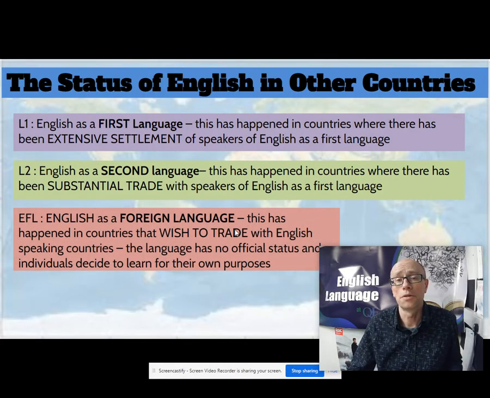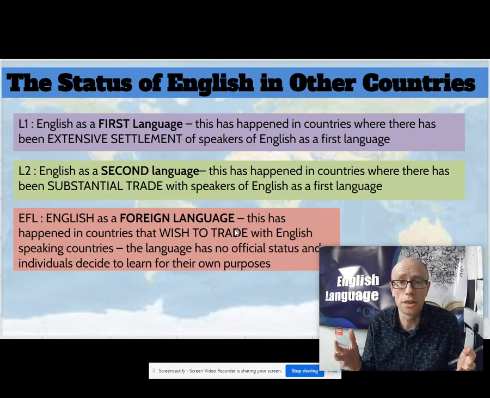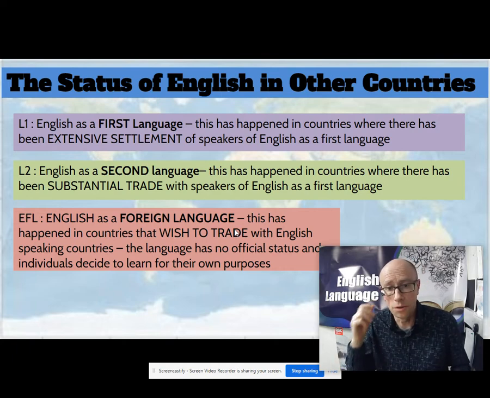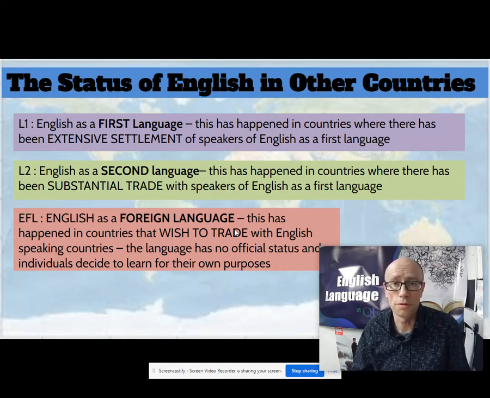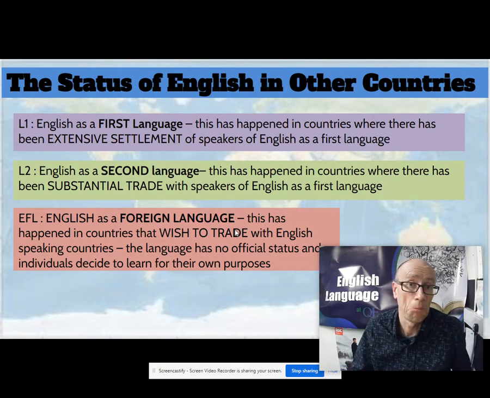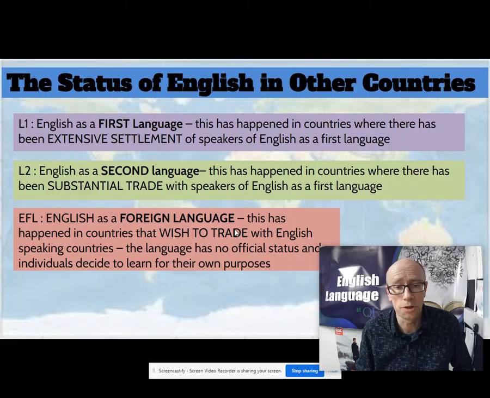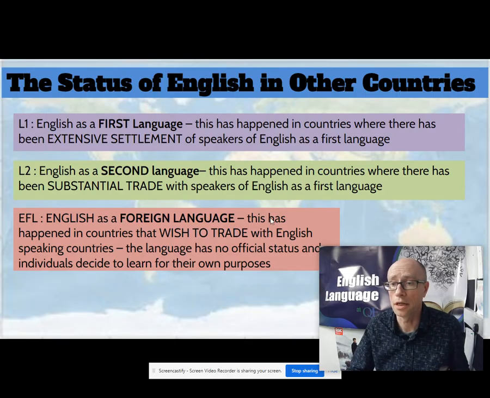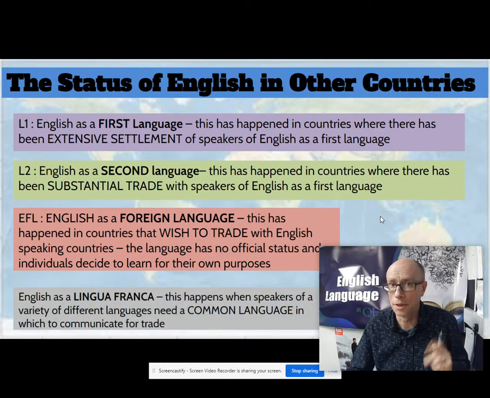Then you've got EFL. So this is English as a foreign language. So these are countries that don't have the official status of English, but people choose to use English in order to trade and do all sorts of levels of business. So think of most European countries, for example, Hungary, let's say from the top of my head. There, I'm not saying that people aren't speaking English, but it's English as a foreign language rather than a second language or a first language, predominantly.